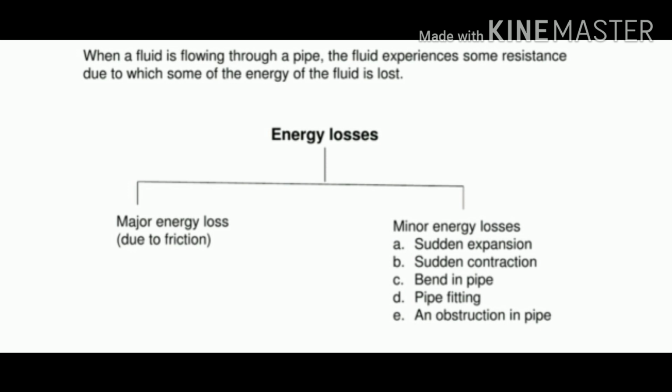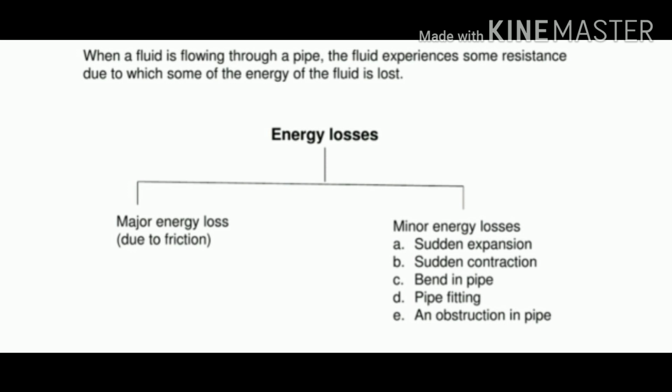So one by one we will see what are the major losses and how to calculate the major and minor losses. Now in the next part, what do you mean by the first, major loss? Major loss is due to friction. Now what type of friction is it?